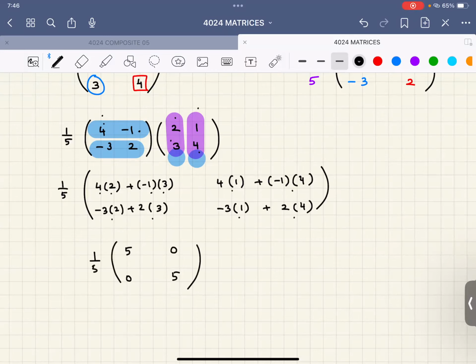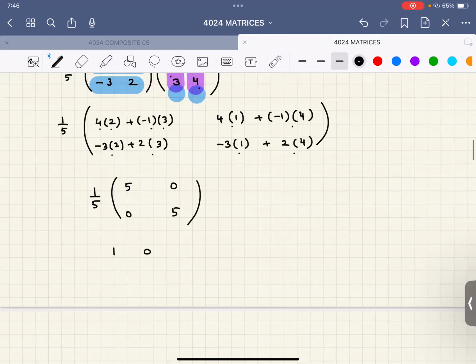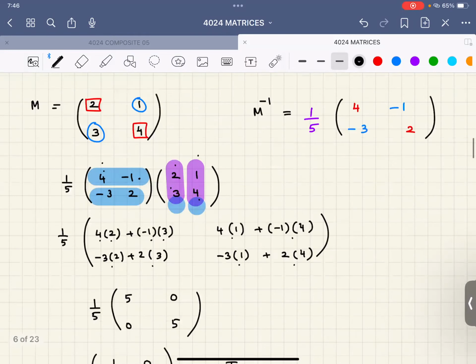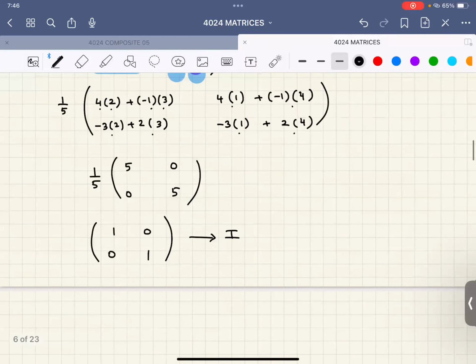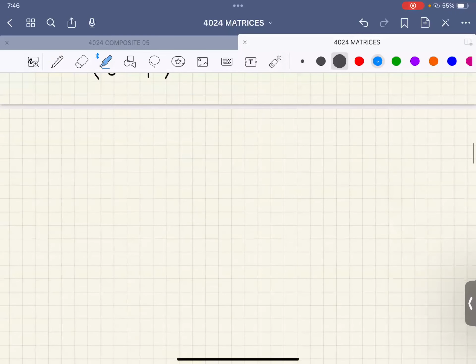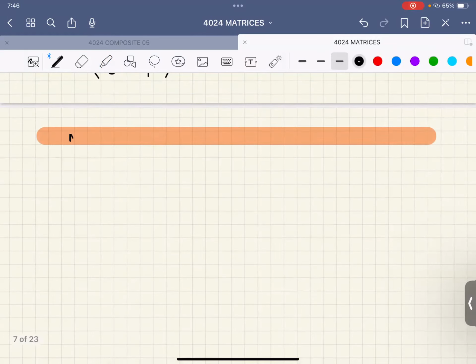Aren't you getting exactly the same thing which you found before, which is an identity matrix? Yes, you are getting exactly the same thing. That means, what is the conclusion? The conclusion is, whether you multiply a matrix by its inverse in any order, you will be getting 1, 0, 0, 1, which is an identity matrix. And this is something very important that we can use later.